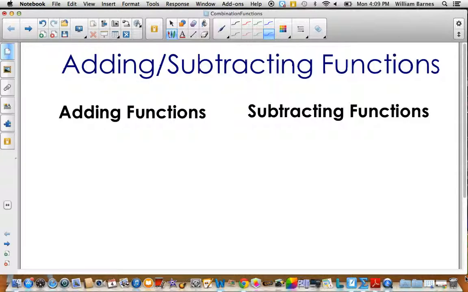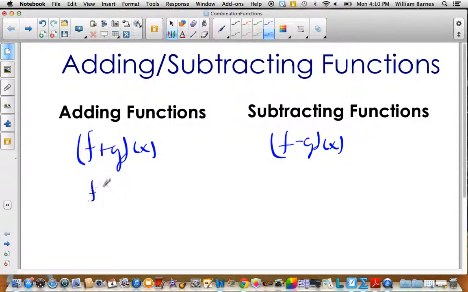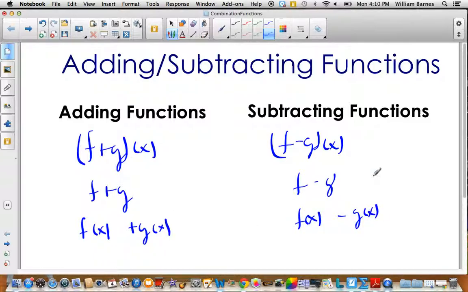So the first one I'm going to talk about is adding and subtracting. There's a little bit of notation and things to get out of the way here. My students will know adding and subtracting functions to look like this: f plus g of x and f minus g of x. Of course, you can also know it just like this, f plus g, f minus g, and then you can have it as f of x plus g of x, or f of x minus g of x. So that's the notation thing. Not really that complicated, but important nonetheless.